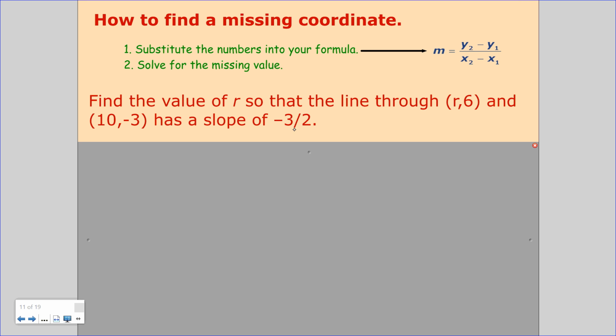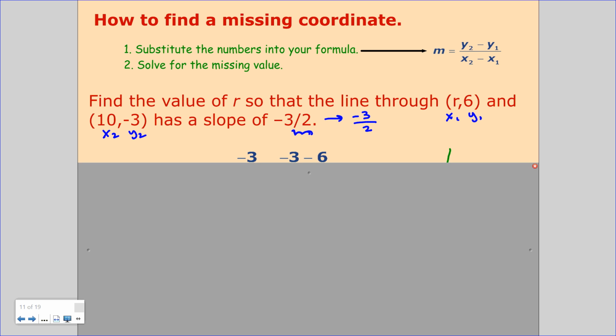So what we'll do in this scenario is use the formula we have and substitute the values we know into the formula. What's going to help here is identifying one of the points as your first point and the other as your second, and labeling your x1, y1, x2, y2. So I'm going to call this one x1, y1 and this one x2, y2. And here's our m. What I'm going to ask is that you set up your slope and write this as a fraction in this way in the equation.